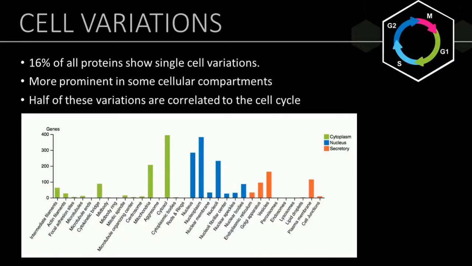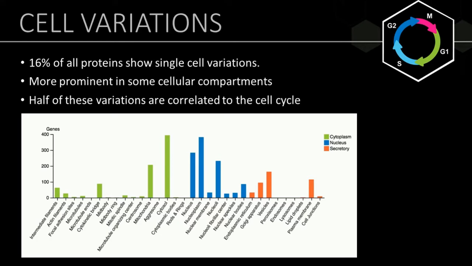And in total, we see this kind of single cell variation for 16% of all human proteins. And in contrast to the multilocalizing proteins, this phenomenon is more prominent in some cellular compartments. It's mainly seen in the nucleus, cytosol, nucleoli, and mitochondria. And we have also determined that half of these variations are correlated to the cell cycle. And what the remaining half is caused by needs more research to figure out.